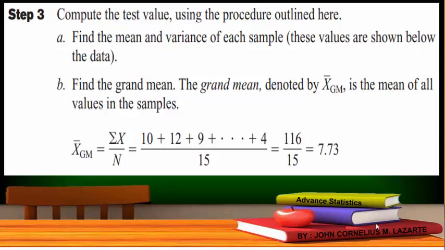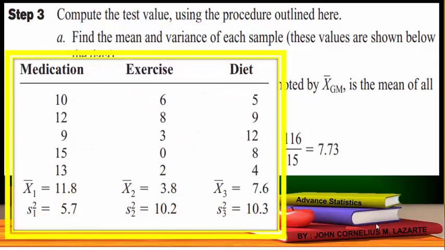The grand mean is denoted by x bar sub gm, and it is the mean of all values in the samples. The grand mean is equal to the summation of x all over n. We need to add all the samples and divide by the total number, and we got 116 over 15, which is equal to 7.73.